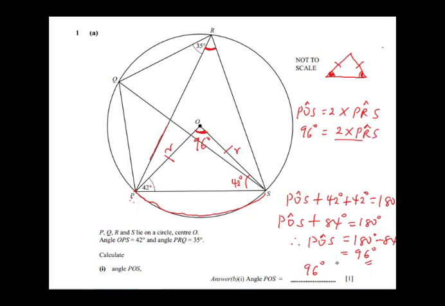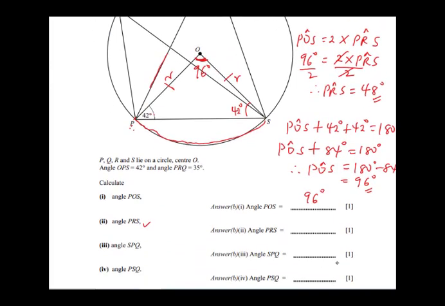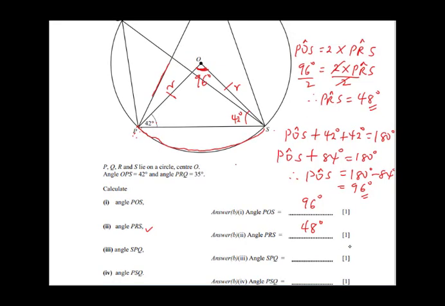Dividing both sides by 2, angle PRS must equal 96 divided by 2. If we divide 96 by 2, that will give us 48 degrees. So this angle here equals 48 degrees. I think we're getting it. This is 48 degrees. And the next one is angle SPQ.